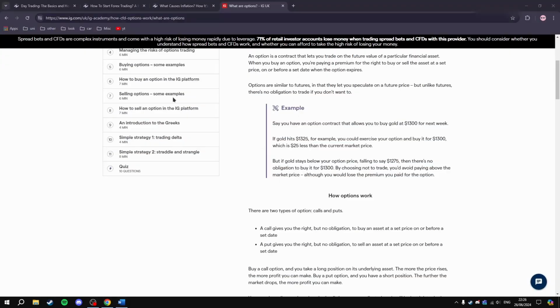When you buy an option, you're paying a premium for the right to buy or sell the asset at a set price on or before a set date when the option expires.